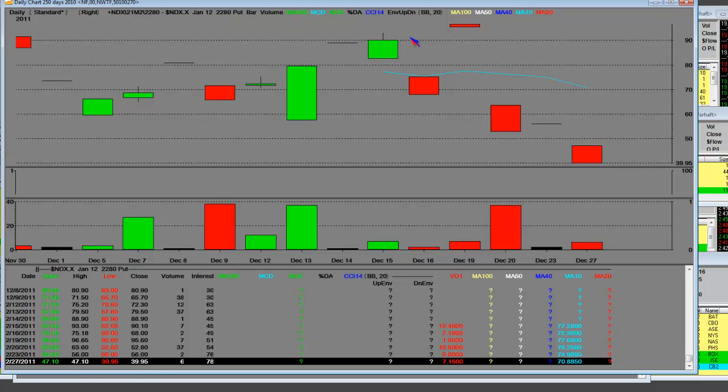2280 put special. NASDAQ 100, 7:27 AM, 12/27/2011. NASDAQ 100 trade management led by our wonderful friend Chuck, MMT Chuck. He's going to be in charge of these entries and where the values are with MMTs.